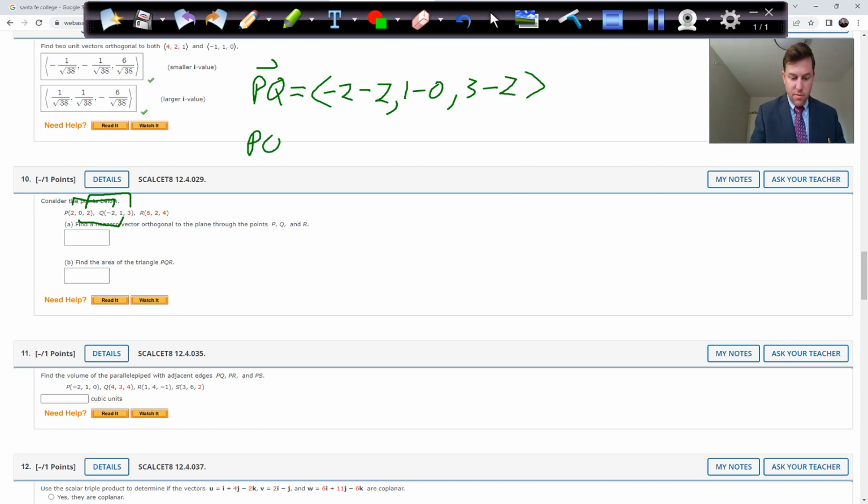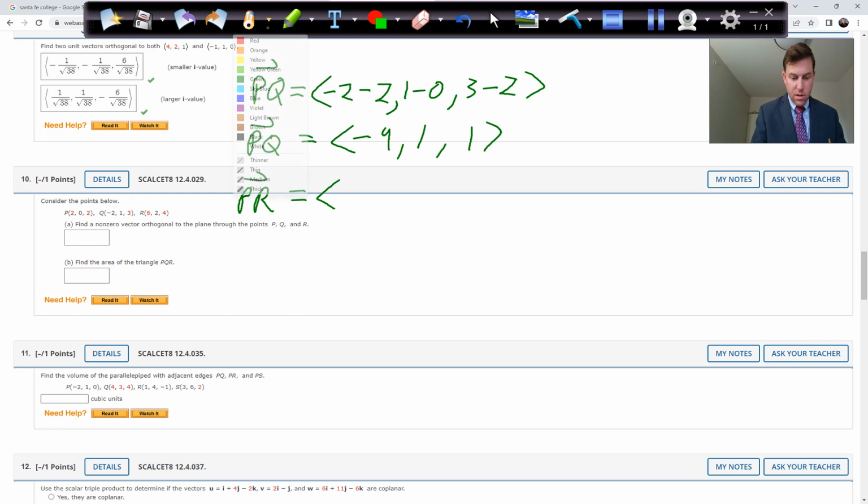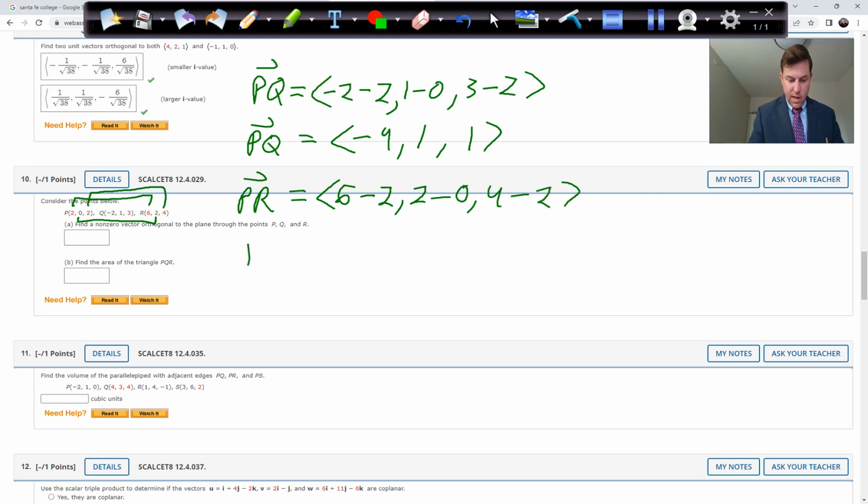So the PQ vector is minus 4, 1, 1. Then we find the PR vector, which will be now between P and R. So we will look at the first 2 components of P and R, the second 2 components of P and R, and the third components of P and R. So it's going to be, starting with R, 6 minus 2 from P, comma, 2 from R minus 0 from P, comma, 4 from R minus 2 from P. And the PR vector is 4, 2, 2.